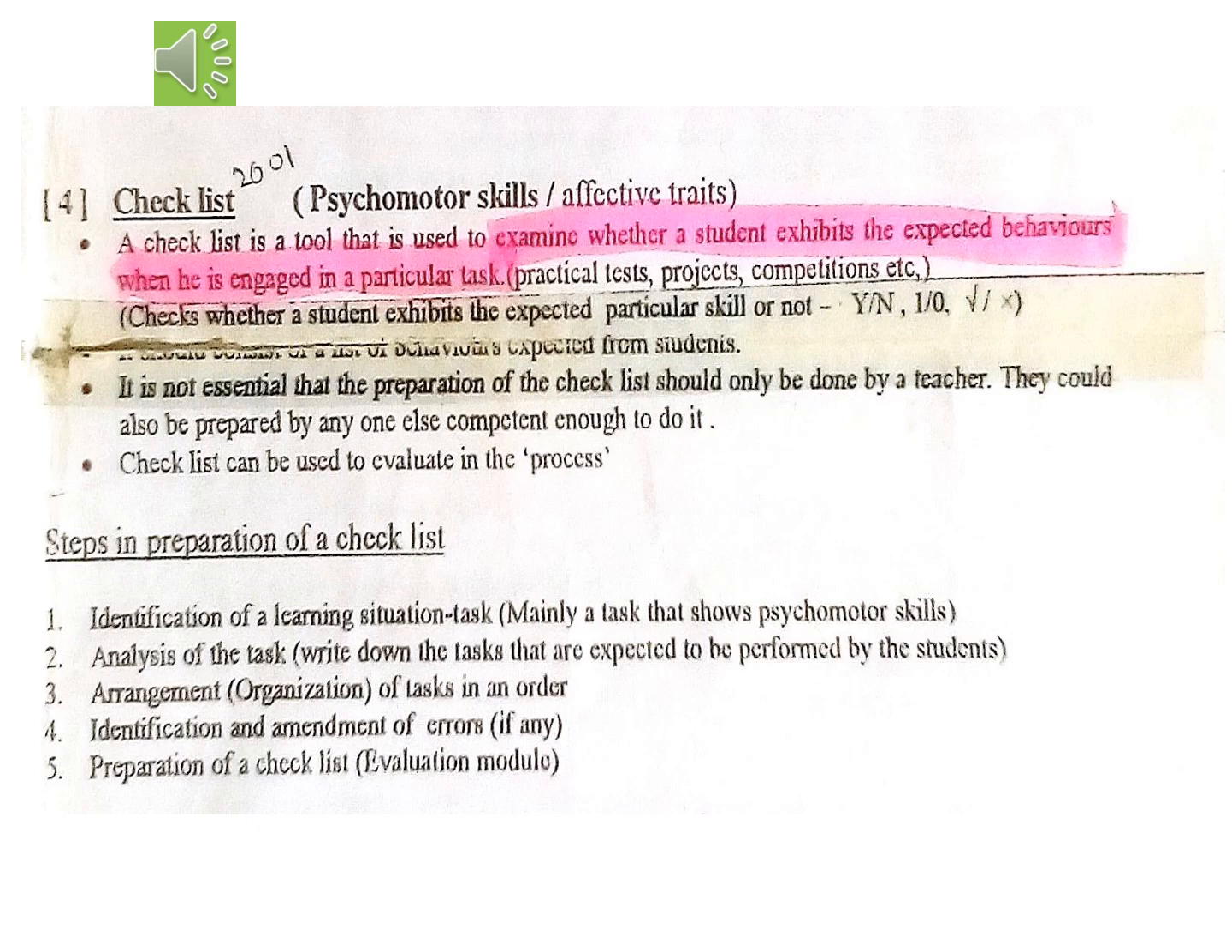So you can select a practical test, dancing or recitation, something that they can do, active. Number 2, analysis of the task. That means you will have to break down the whole thing into steps. Write down the tasks that are expected to be performed by the students. If it is a recitation, we can check whether the students can recite a poem. That's the first one, identification of a learning situation.